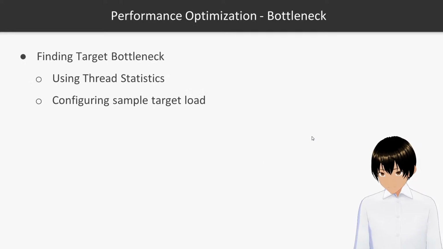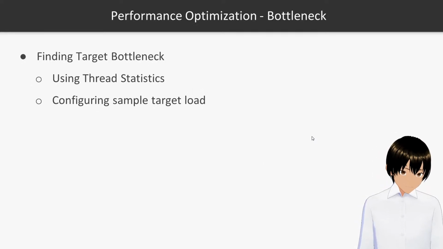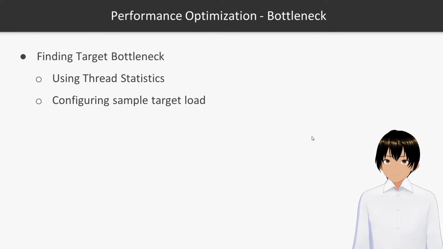Configuring sample target load. It's a simple understanding that loading the data into a target table will take more time as compared to loading the data into a target file. Consider you're loading the data into a target table in your mapping. Configure a sample run and try to load the same data into a test target file. Check the difference in the runtime of both processes. If there's a significant difference, you can easily say that the database target table has a bottleneck.